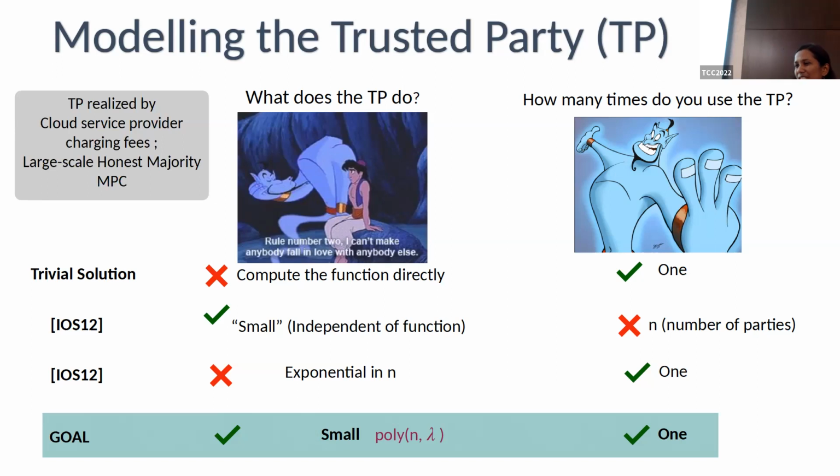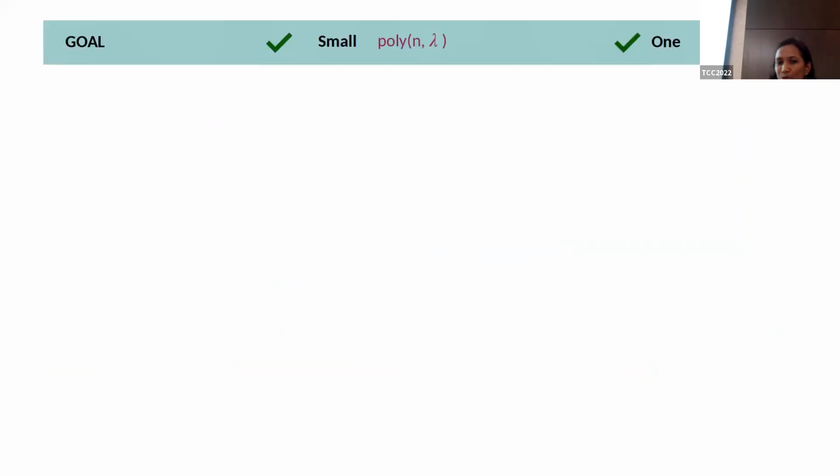Now if you imagine that this trusted party is going to be realized by some cloud service provider who is charging you some fees for a computation, or you're going to use instances of a large scale honest majority MPC to do this functionality related to the external help, then it makes sense that the TP is an expensive resource. You want to try to minimize how much you use it, in terms of how many times you're using it and what type of computation you're making it do. So that's why we wanted to achieve this goal. Again, our goal is to try to get full security with one call to a small TP.